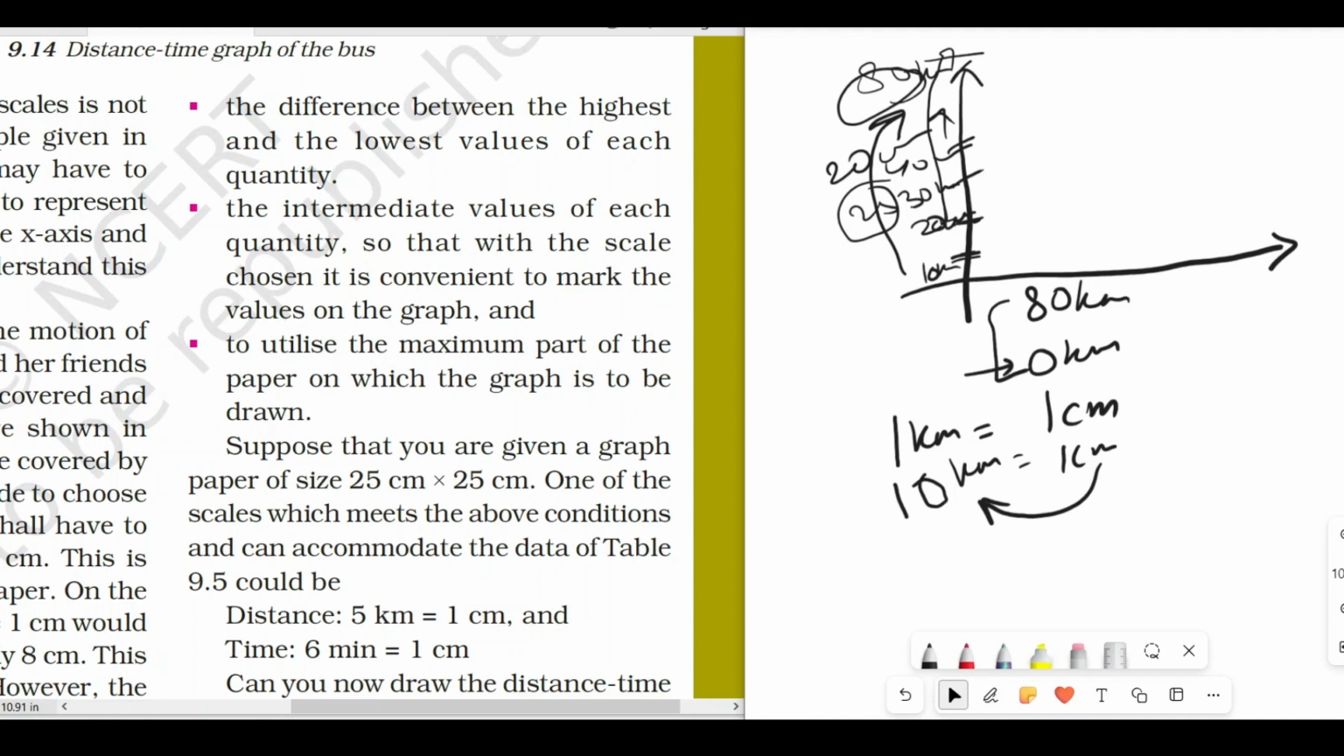Then you should keep in mind the intermediate values of each quantity so that with the scale chosen it is convenient to mark the values on the graph. So what were the intermediate values here? Whatever values come in between, that is 20 kilometers, 40 kilometers, 60 kilometers, all these are intermediate values.